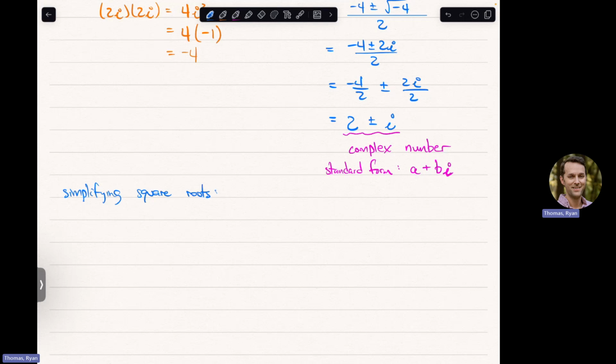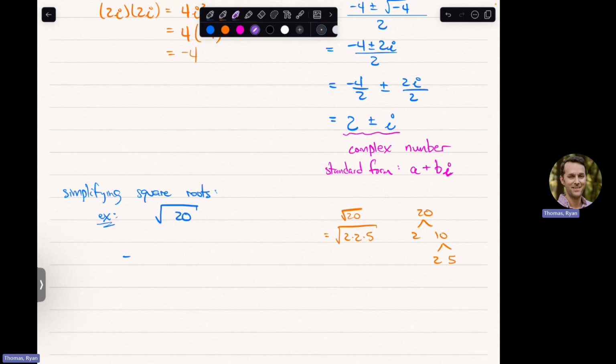What we do here is not really any different than places that we've done this before. If I wanted to simplify something like the square root of -20, I can almost treat these like they're separate pieces. Just think about the square root of 20 for a second. 20 is not a perfect square, but 20 does factor into 2 times 10, and 10 factors into 2 times 5, which means that the square root of 20 is the square root of 2 times 2 times 5.